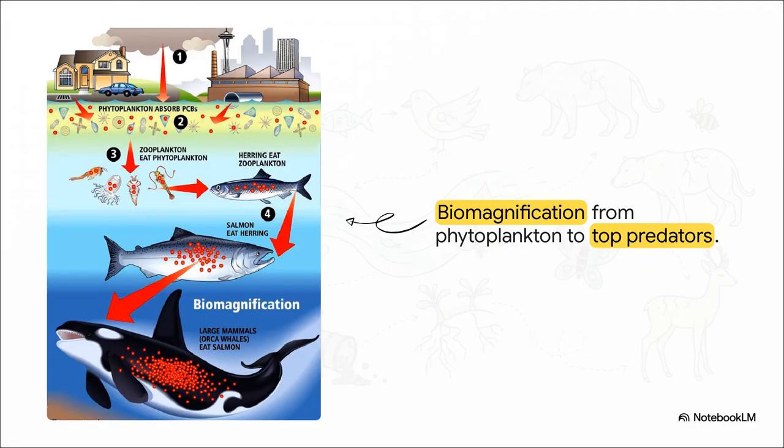To really see biomagnification in action, look at this progression. See how the red toxin markers multiply? We start way down at the bottom with phytoplankton absorbing ambient pollutants. Then zooplankton eat them, concentrating the dose. Next, herring eat the zooplankton, salmon eat the herring, and the toxins just compound exponentially. By the time you reach an apex predator like an orca, the toxicity levels have skyrocketed, creating immediate severe risks to their reproductive viability and overall health.